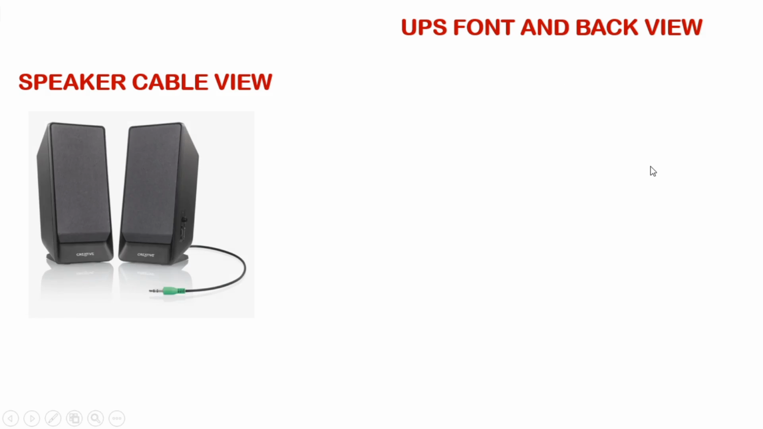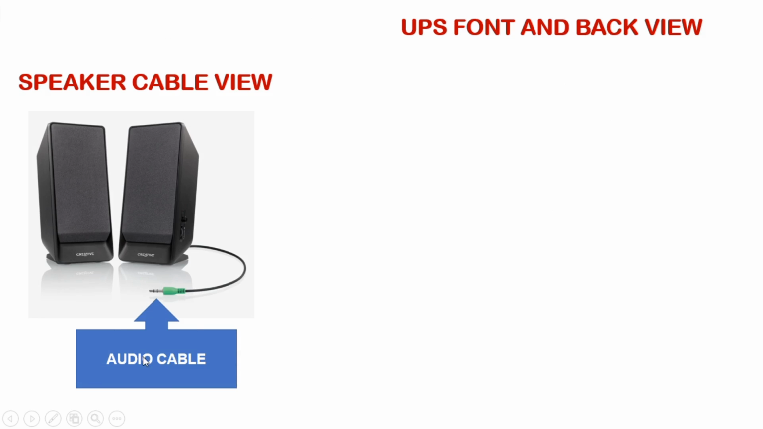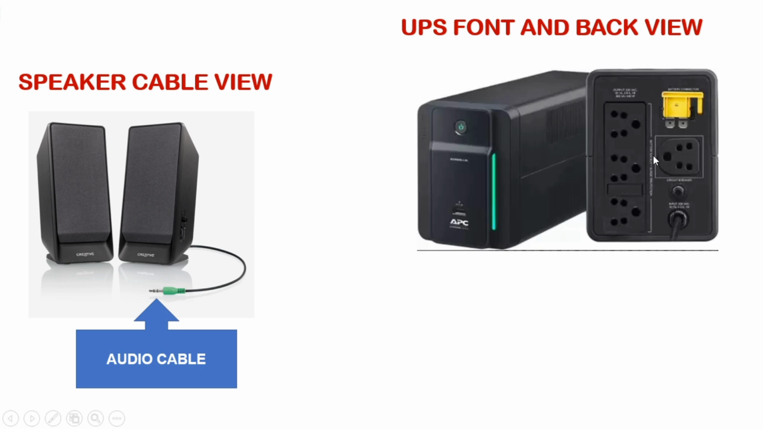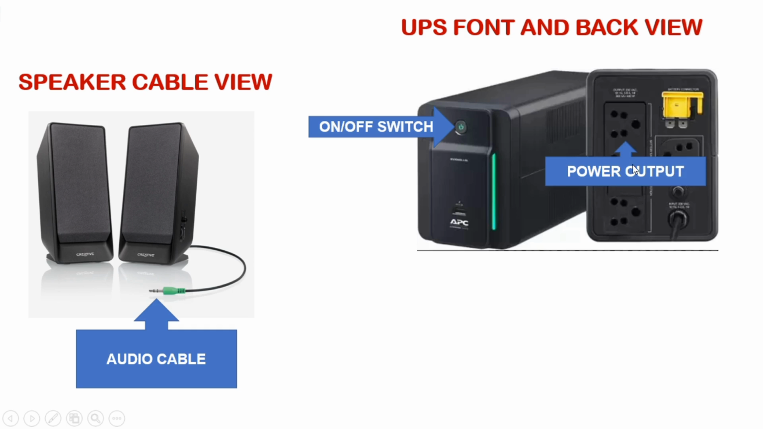Next is the speaker front view. The speaker looks like this, and its audio cable goes into the input on the back side of the system unit. And here is the UPS. The UPS looks like this, and here is the UPS on and off switch, and here are the power output sockets where it connects to the CPU, monitor and other devices.